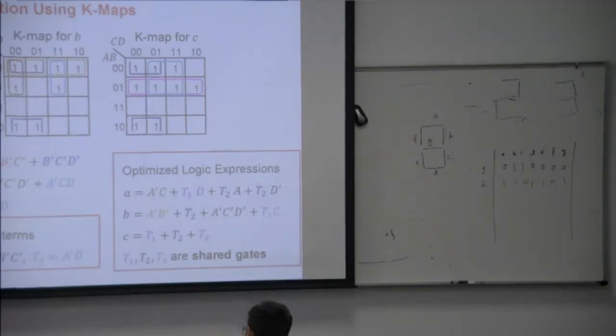Why is T1 a shared gate? Because these are T1, T2, and T3. What are these? Common terms. We have extracted some common terms, and then we see that T1, T2, and T3 are shared gates. And we do the same kind of optimization for the other outputs. What are the other outputs? D, E, F, and G.